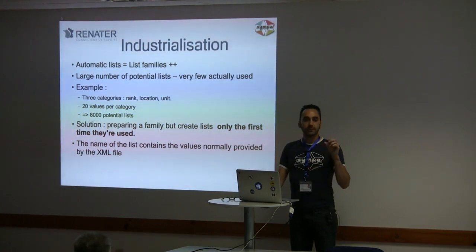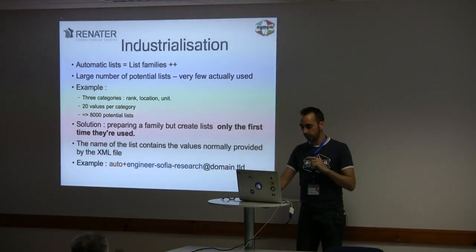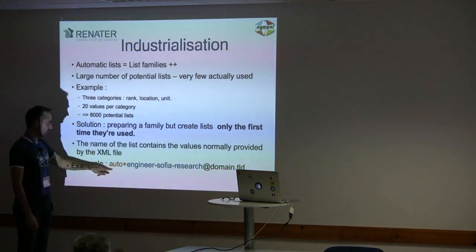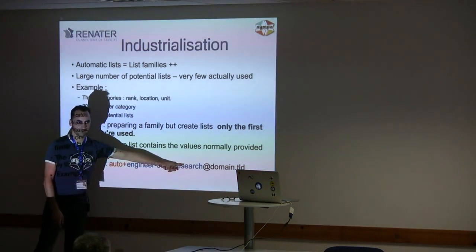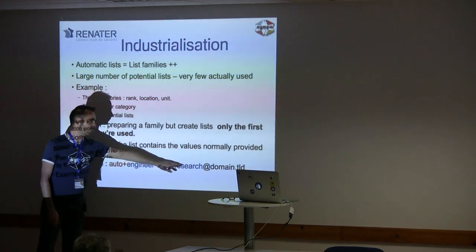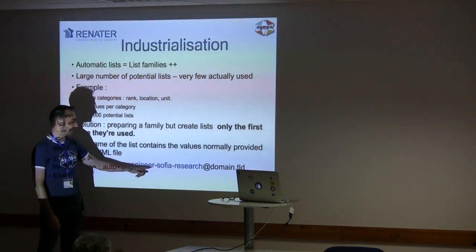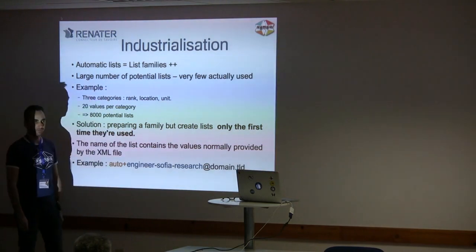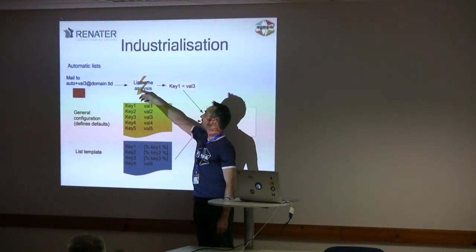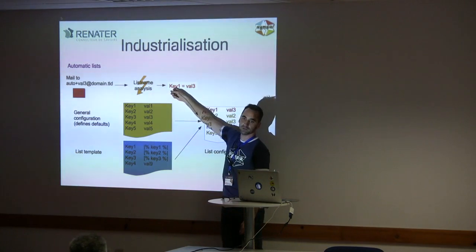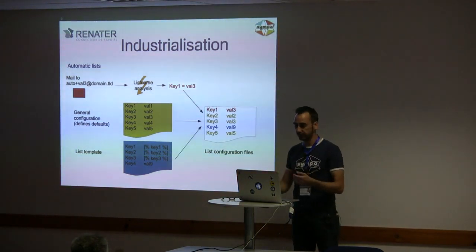So, the difficulty here is that the name of the list actually contains the values you would find in the XML file. You see? It looks like this. You have a prefix that tells Sympa it's an automatic list. And here, you have field 1, field 2, field 3, and the value of field 1, the value of field 2, the value of field 3. That means if you write to this list that doesn't exist, you will create the list of all the engineers in Sofia that work in the research unit. Just a quick example. So you send the mail. Sympa analyzes the list name, puts in memory that key 1 must have value 3, and creates the list with exactly the same mechanisms as manual creation and family creation.